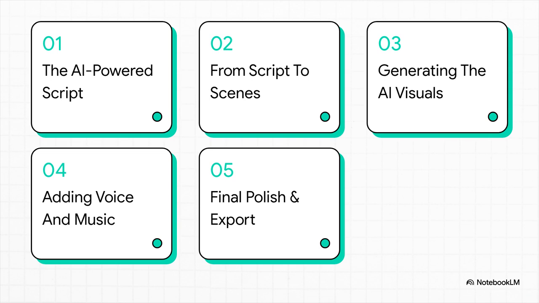First, we'll get our AI-powered script. Then, we'll break that script down into scenes. After that, the fun part, generating the AI visuals. Then we'll add the voice and music to bring it to life, and finally, a quick polish and export. So, let's jump right into step 1.